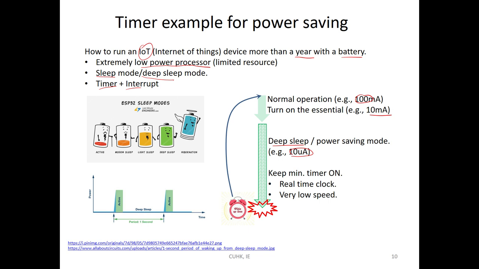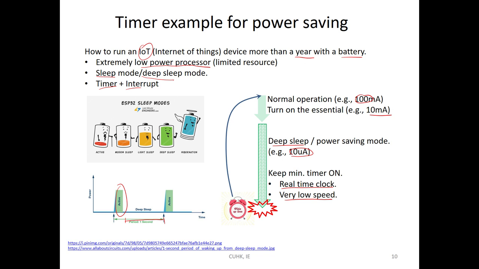It just sleeps and keeps the minimum requirement: keep the timer on, keep the real-time clock on. The clock will operate at very, very low speed to save power. Then when the time is up, it will trigger an interrupt alarm that wakes up your CPU. Your CPU goes to normal operation, does the essential process, and goes to sleep again. So your processor will sleep a long time and be active for only a very, very short time. This is why a battery can operate the device for more than a year.